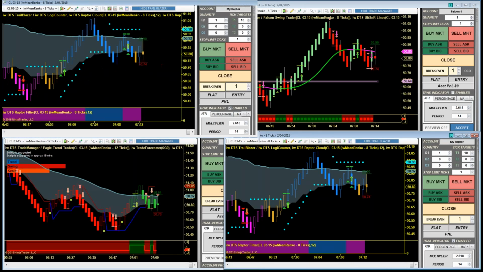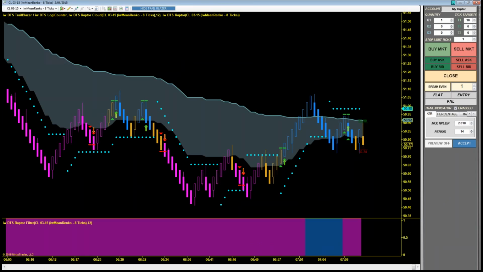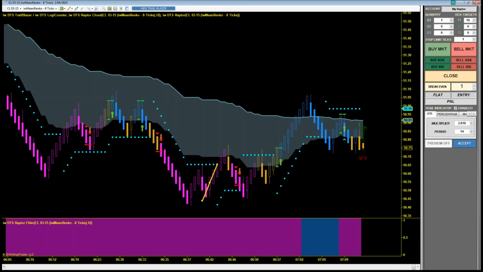So the band is very much in a bearish mode. The market has retreated to the hard edge. And so we have a sellable signal here on crude oil, on the Eagle. Let's take a look at El Raptor.